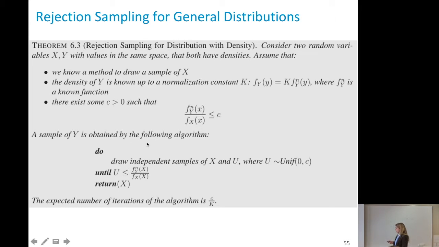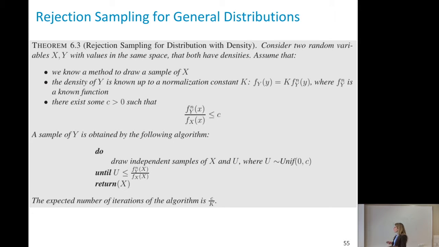Now, a sample of y is obtained using this rejection sampling algorithm. First, we draw a sample of x and u, where u follows the uniform distribution between 0 and c. X, we said that we already know a method on how to sample. We assume this is in our assumptions, that we know how to draw a sample of x. We obtain also a u, which follows the uniform distribution between 0 and c, where c is here, the constant that bounds this quantity.